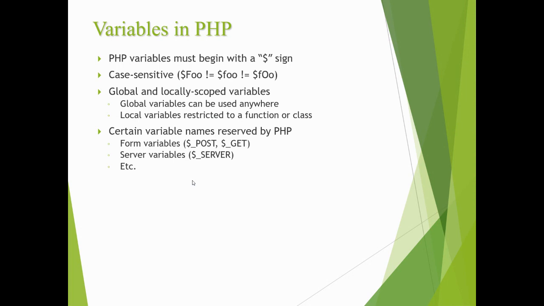Now next, variables. A PHP variable must begin with a dollar sign. It is case sensitive, so if you have foo in caps, it is different from foo in lowercase. You can declare global and local scope variables, whether outside the function or inside the function, and these will remain the same as when you run C, C++ or Java. Certain variable names are reserved by PHP. The forms variables you can use for forms, like the post, the get, the request, and the server variable. These are basically the global variables you can use.